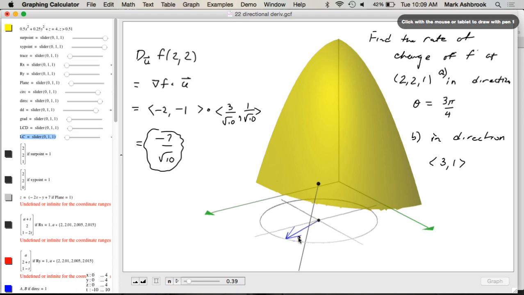the direction of u. So dz equals -7 over radical 10 times, can I say du? I have no idea if that's good notation or not, but that's the idea, right? A little change in the direction of u will result in a change in z of -7 over radical 10 times that little change in u. That's what we mean by that rate of change.